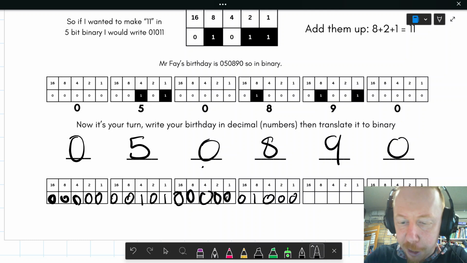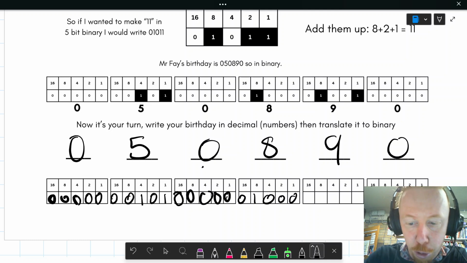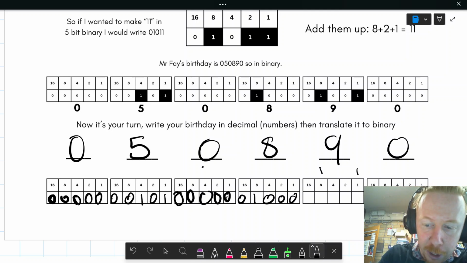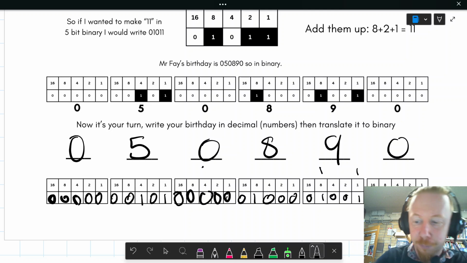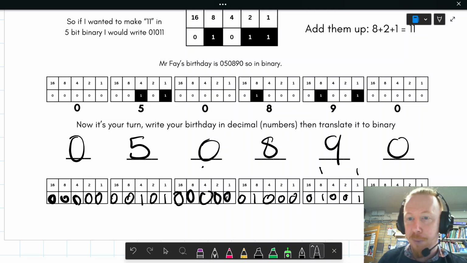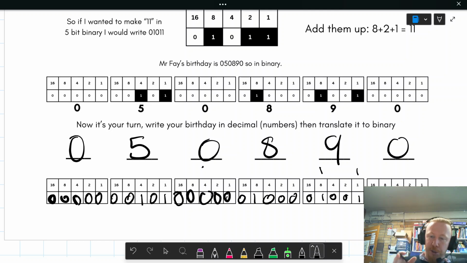9's a little more tricky, but again, I can just use 2 of my numbers. I can add my 1 and my 8 together. 0, 1, 0, 0, 1. And I've written my birthday in binary. I would like you to do that now. Now, to the classroom teacher, I'm going to give it 10 seconds and I'm going to keep talking because otherwise we have 5 or 6 minutes of dead air. Pause me, please, and I will move on to the next bit.